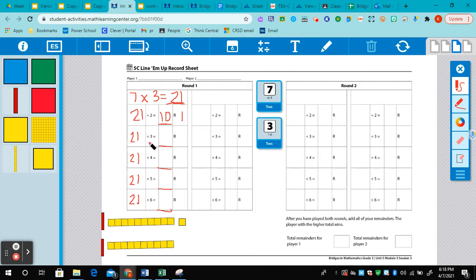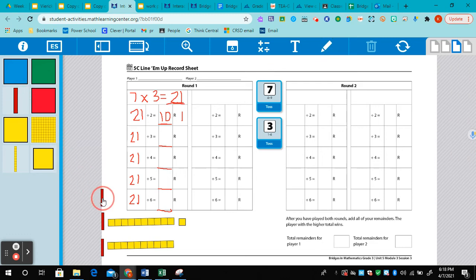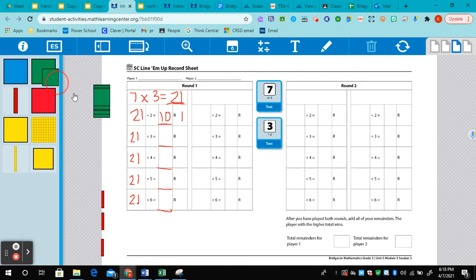So then I'm going to have to do 21 divided by 3, which means I'll have to get another linear piece here. Now I can't split these up, so what I'll have to do is get rid of those with my trash button here. And I might have to count out 21 tiles. 4, 5, 6, 7, 8, 9, 10, 11, 12, 13, 14, 15, 16, 17, 18, 19, 20, and 21.